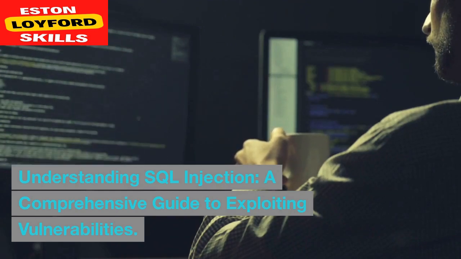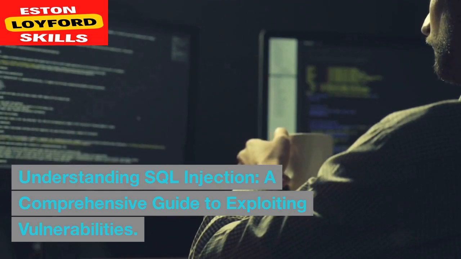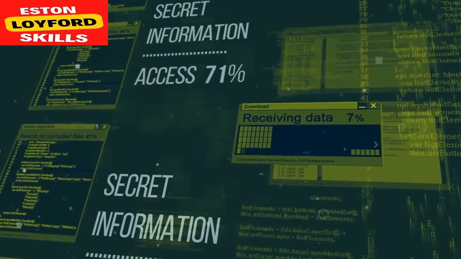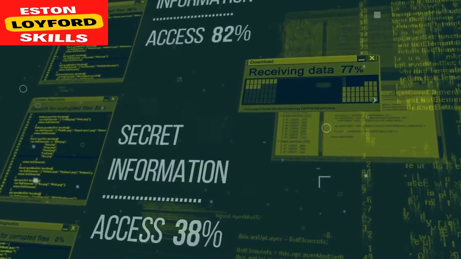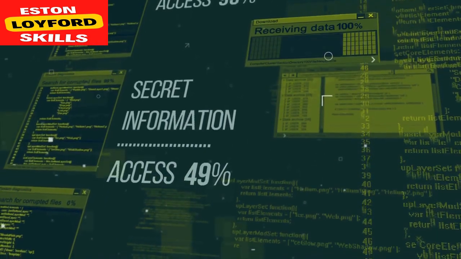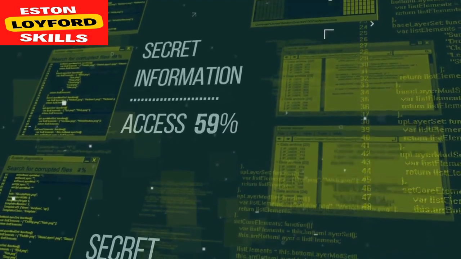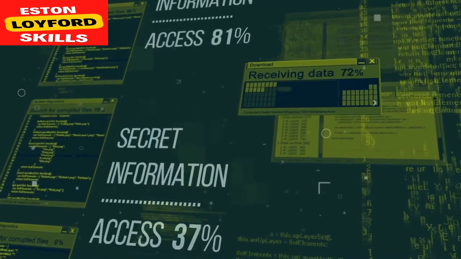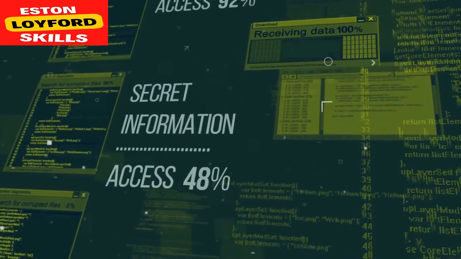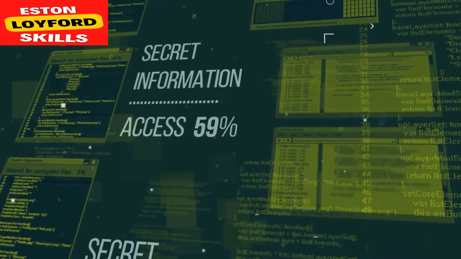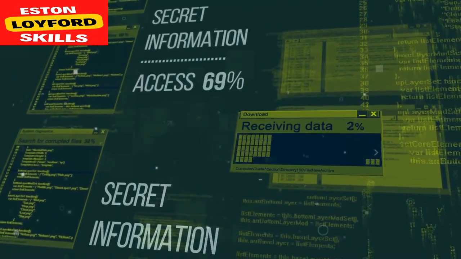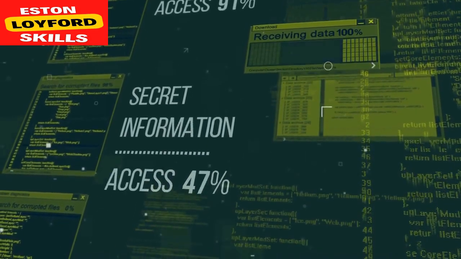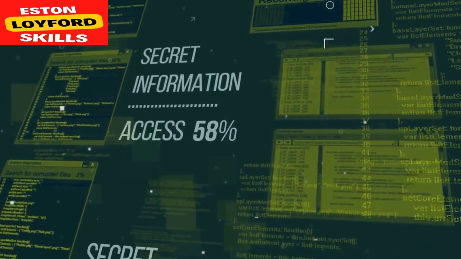Understanding SQL injection, a comprehensive guide to exploiting vulnerabilities. SQL injection is a type of cyber attack that targets databases through the manipulation of SQL, structured query language, queries. This technique allows attackers to gain unauthorized access to a database, extract sensitive information, modify data, and potentially compromise the entire application. In this comprehensive tutorial, we will explore the concept of SQL injection, its types, methods of prevention, and the importance of safeguarding against this prevalent threat.